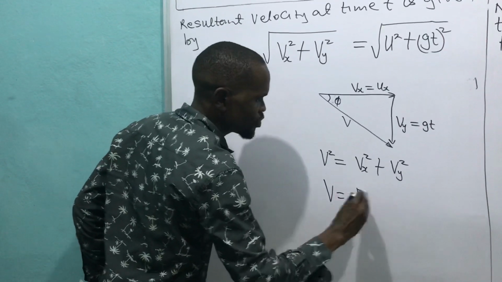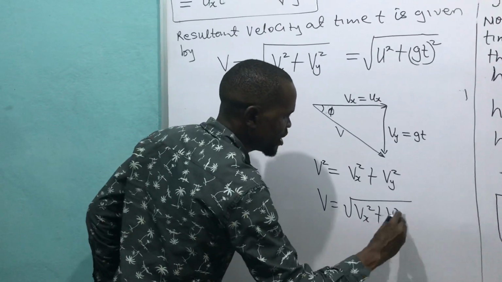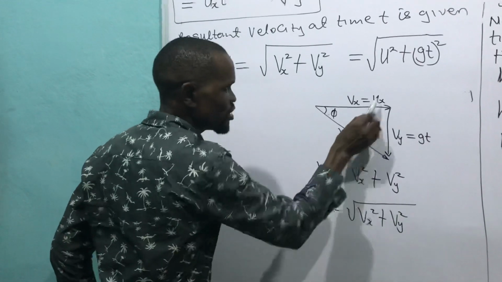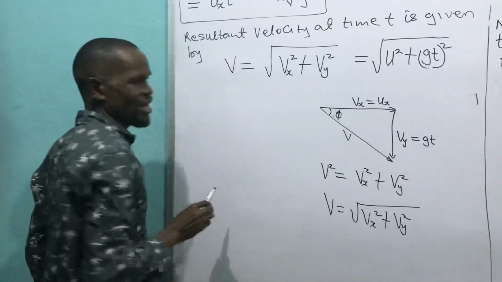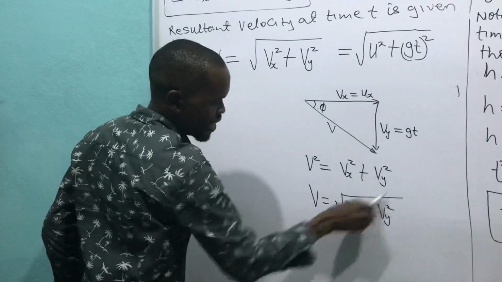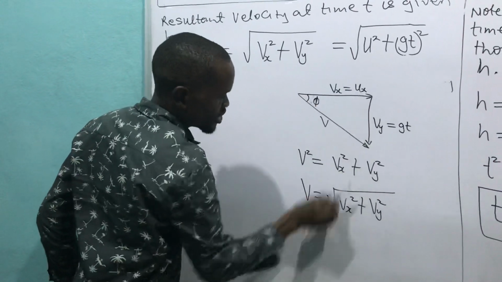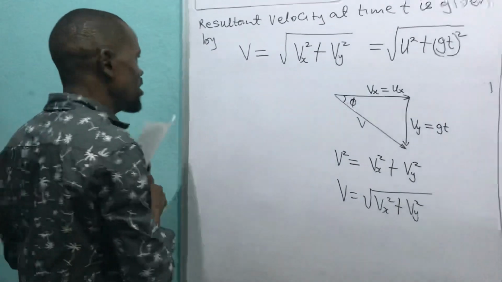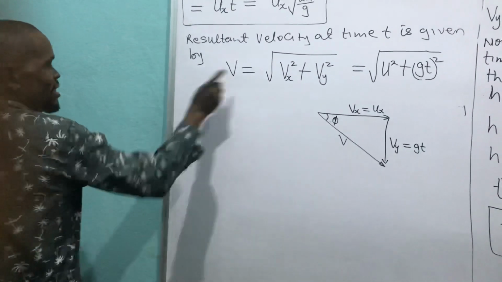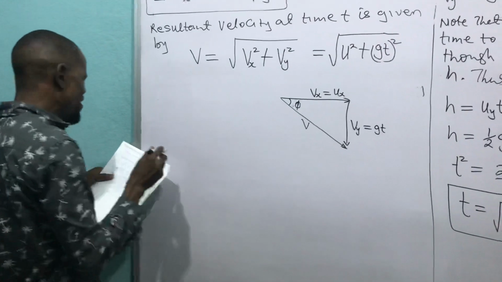Making v the subject of formula, I have v equal to the square root of vx squared plus vy squared. And I can change vy to be gt, and I will square it. I can change vx to be u. This is why I put this. Do you get what I'm saying now? That's what we did. Then that's what we call the resultant velocity. This is how I get the resultant velocity. Then we now look again at direction.